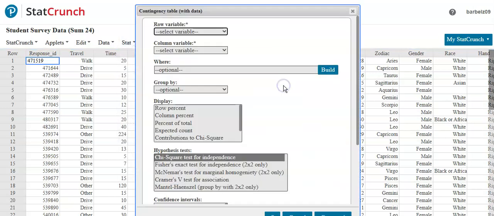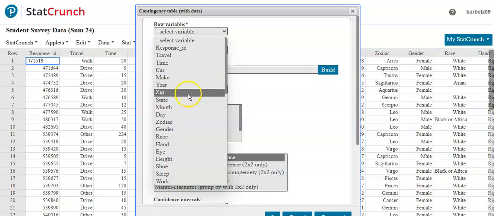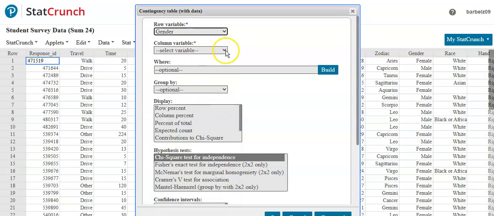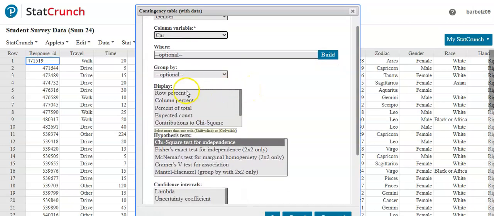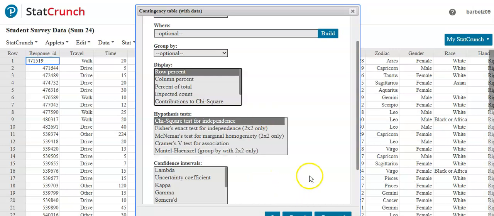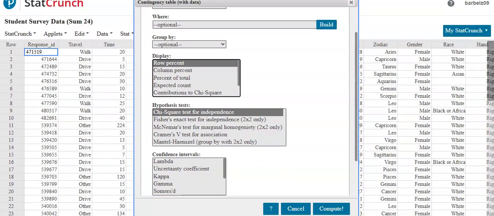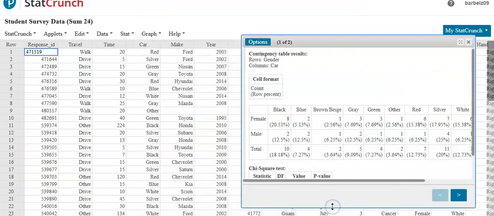And we're going to do this with data. For the row variable, it told us to choose gender. And for the column variable, it told us to choose car. For display, we wanted row, so we click on row there, and then go down to the bottom, which is slightly hard to see. Let me expand the window. There we go, and we see the compute button. We're not going to care about anything else. We just click compute, and it gives us the row percentages.